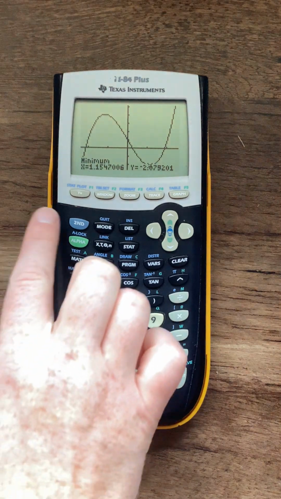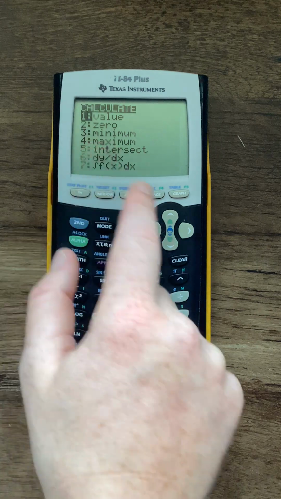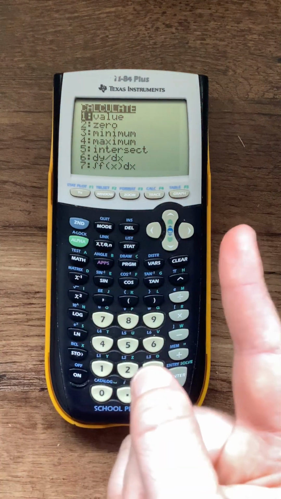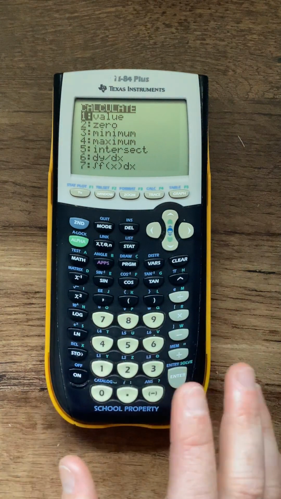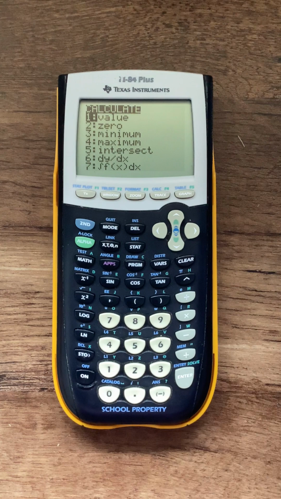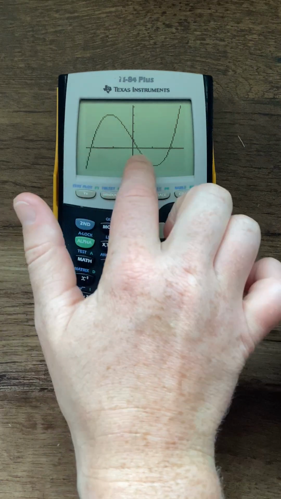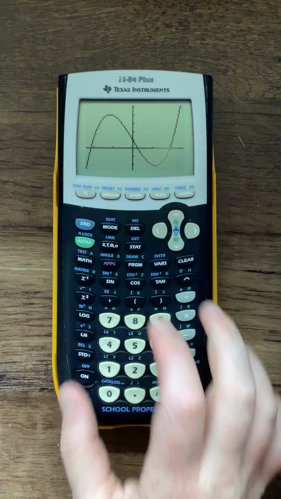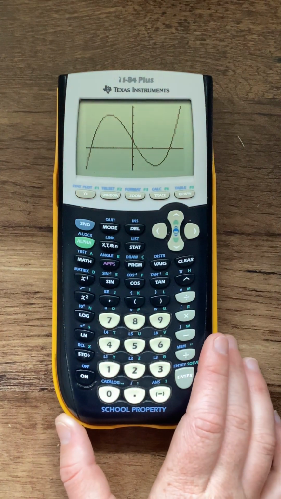Okay, remember, so it's second, trace, you select the one you want, you do the left bound, enter, the right bound, enter, and then right on top of it, enter, and it'll spit out the answer. So that's nice and easy. The final thing we're going to go over is how to find a zero. So the zeros, remember, are where the graph intersects the x-axis. Okay, and you can see these ones aren't going to be pretty, so we want to find them on the graph instead of by factoring.